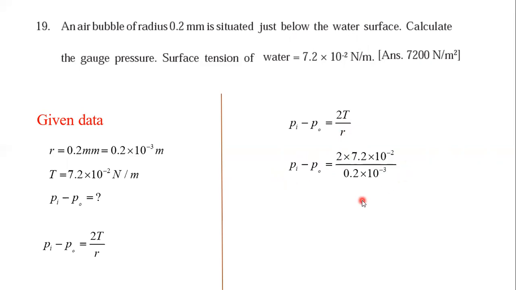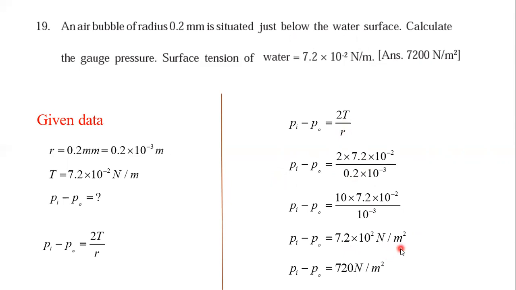So after substitution of surface tension and R, we get the answer 7.2 into 10 raised to 2 Newton per meter square, or it is equivalent to 720 Newton per meter square. So this is the answer for this question 19.